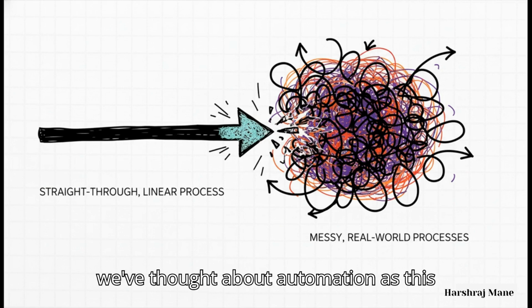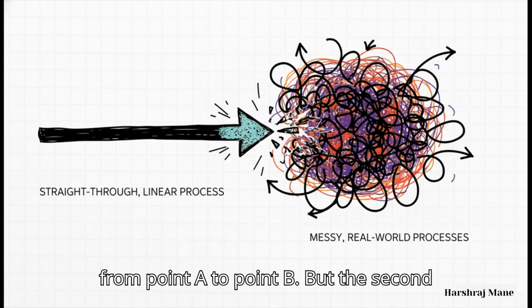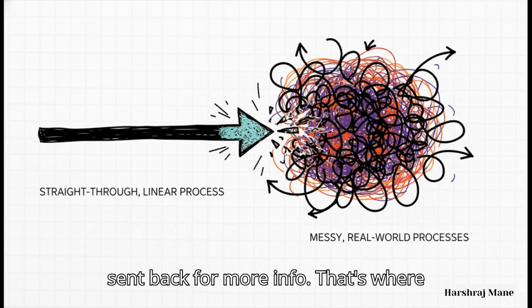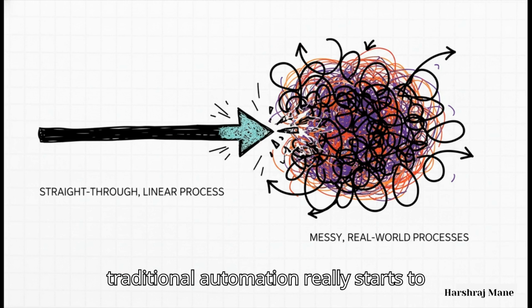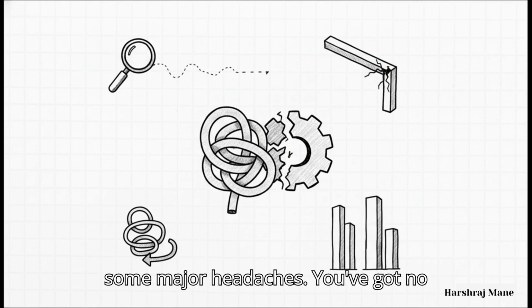For so long, we've thought about automation as this perfectly straight line, a simple process from point A to point B. But the second it hits the real world, boom, that model just falls apart when a case has to be sent back for more info. That's where traditional automation really starts to struggle. And believe me, this creates some major headaches.